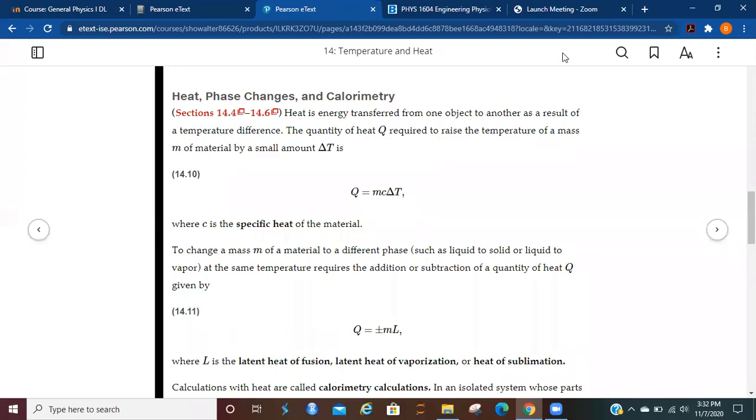Okay, this is going to be over sections 14.4 through 14.6. We're going to discuss heat, phase changes, and calorimetry.